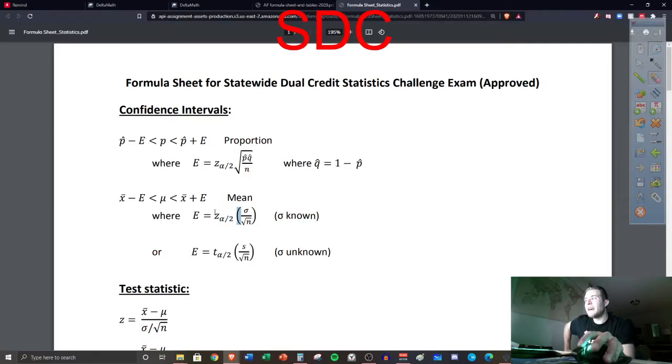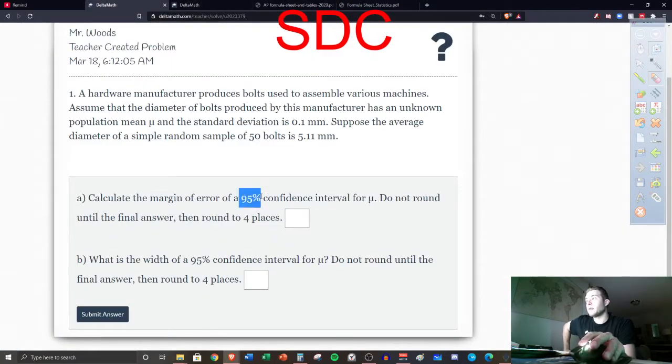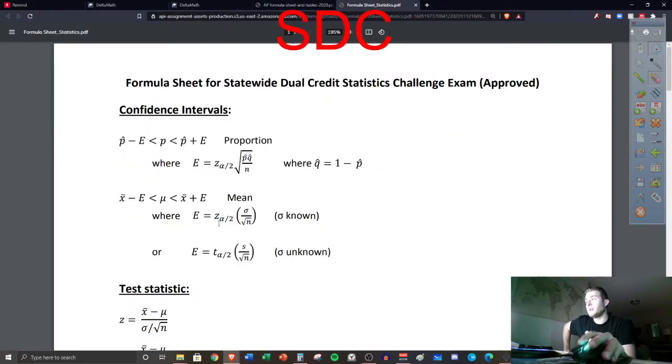But these values, this Z sub alpha over 2, for dual credit, now AP students, if y'all are still watching, we have a different way to do this, but it's either going to be a 1, a 2, or a 3, okay? So because we're 95% confident is what we want, it's going to be a 2. We know sigma and we know n. So we're going to be using this formula here.